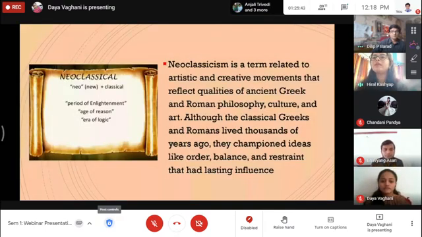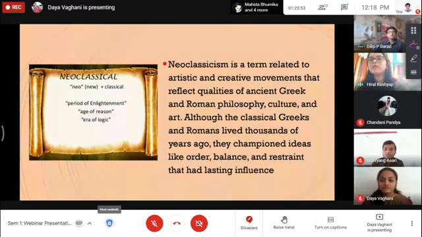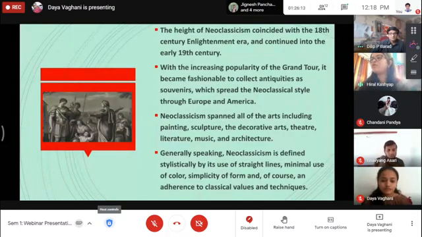Neoclassicism is a term related to artistic and creative movements that reflect qualities of Greek and Roman philosophy, culture, and art. Although the classical Greeks and Romans lived thousands of years ago, they championed ideas like order, balance, and restraint that had lasting influence. Neoclassical architecture was based on the principle of simplicity, symmetry, and mathematics, which were seen as a virtue of the art in ancient Greece and Rome. It also evolved from the more recent influence of the quality of antiquity that informed 16th century Renaissance classicism.